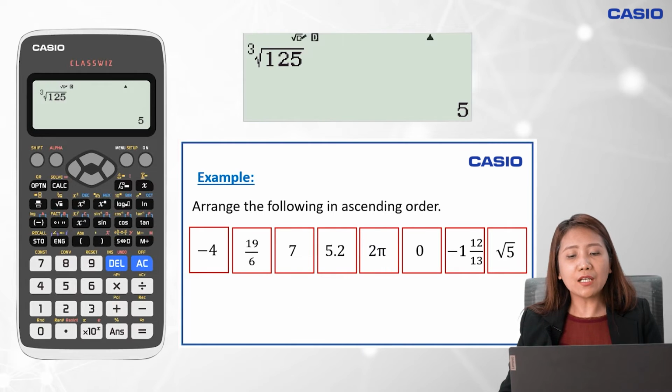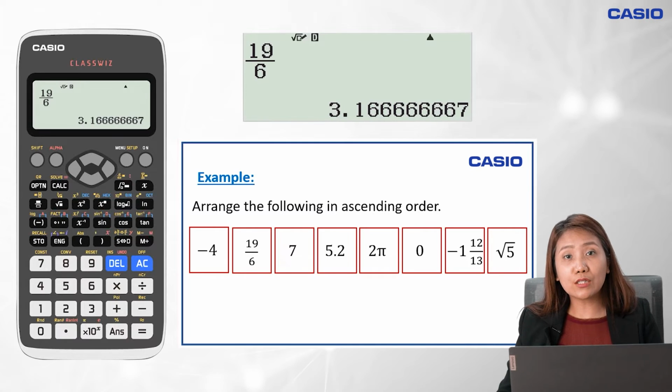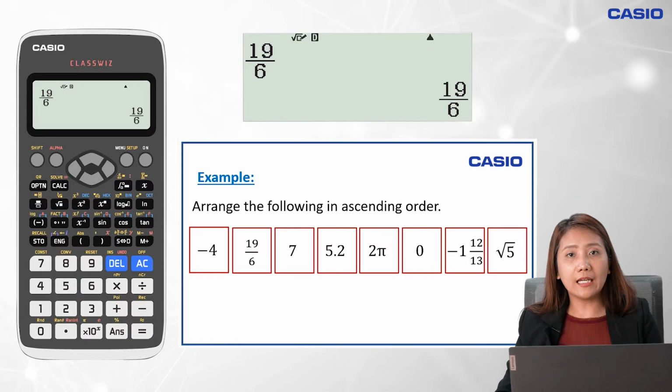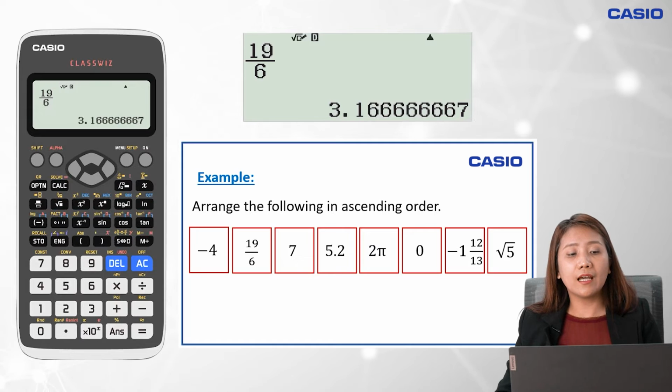This time, we are asked to arrange the following in descending order, and it will be easier for us to do that if all values are in one form. Therefore, let's write all the numbers in decimal form. First, let's change 19 over 6 to decimal. We key in 19 in the numerator, followed by the fraction key. Then we key in 6 in the denominator, press equal sign, change the standard form to decimal form by clicking SD, and the value is approximately 3.17.